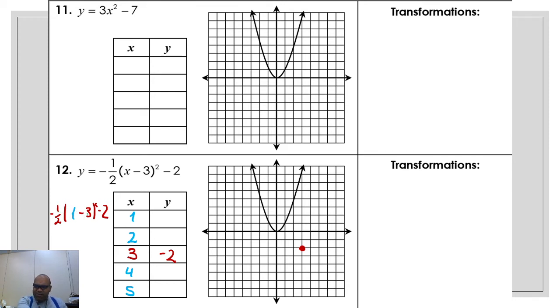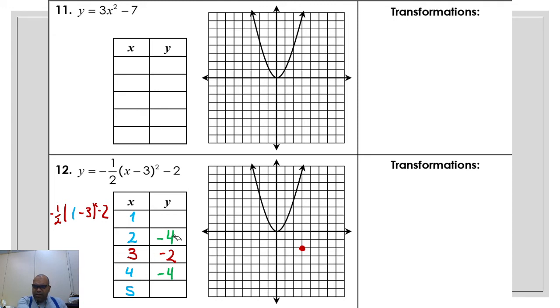It is negative 2. Negative 2 plus negative 2, it's negative 4. Negative 4 here, negative 4 here. They're symmetric. Great. Let's go here, guys, to understand the next one.